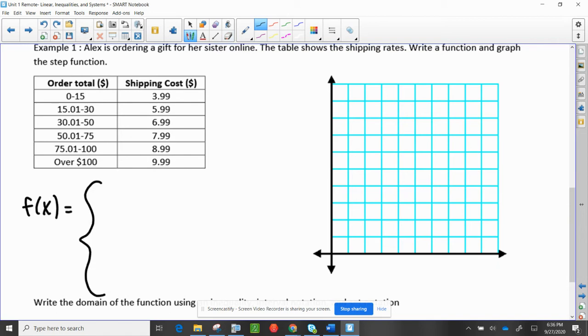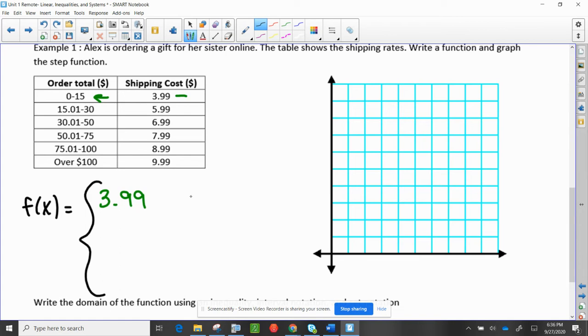So I'm going to set it up this way. Okay. So what they're saying is our shipping rate is this flat fee for any order between $0 and $15. So this is the cost we're going to have. So $3.99. And the interval is going to come from the restrictions that we have.